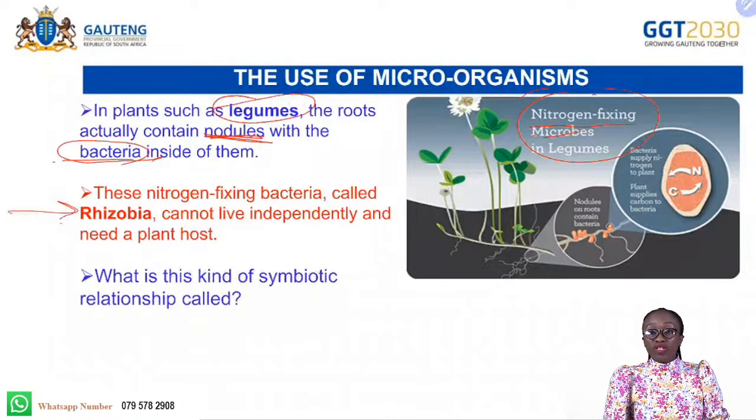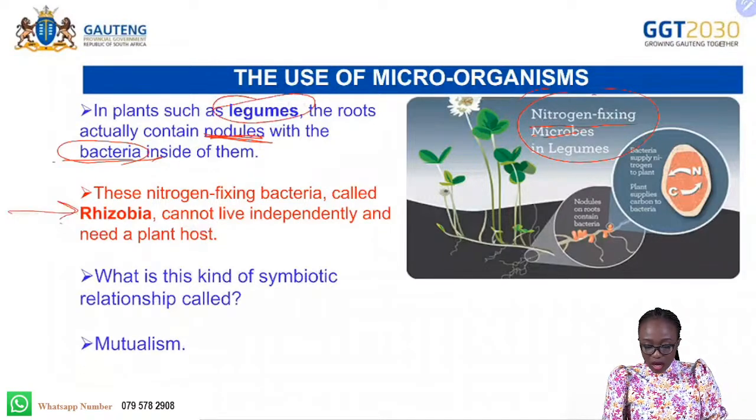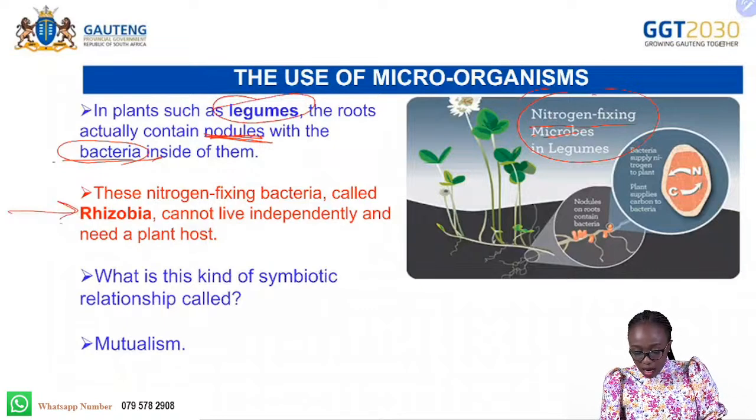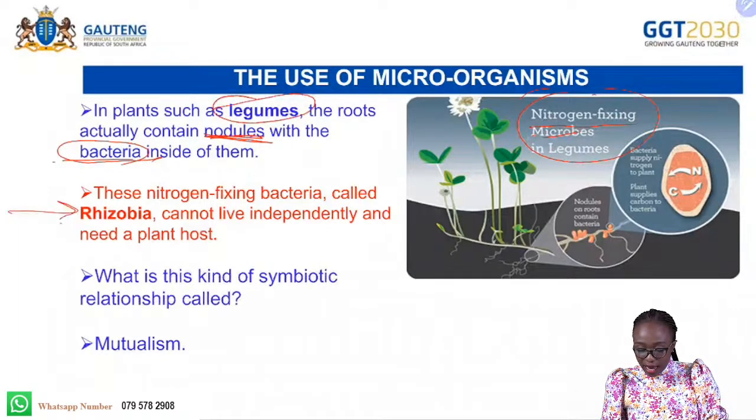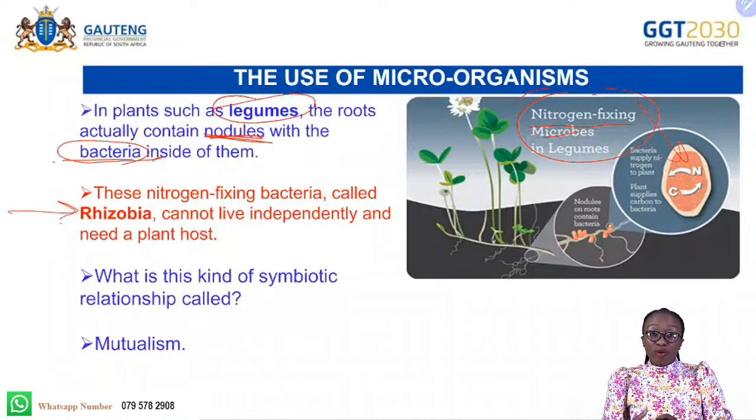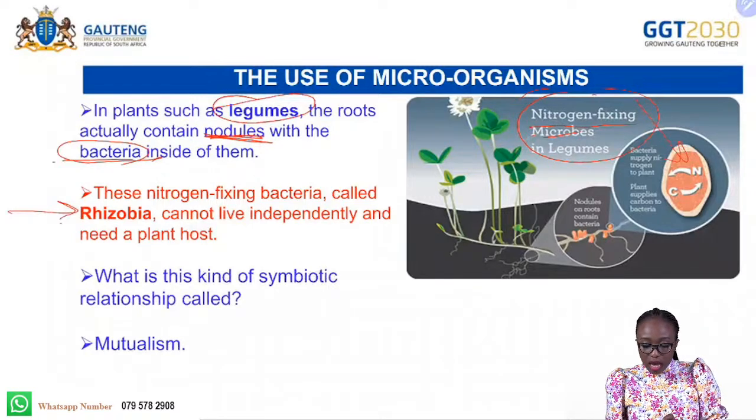If you remember from feeding relationships, this is mutualism. So what's the story behind the relationship between the legumes and the rhizobia? The rhizobia, which are nitrogen fixing bacteria, supply nitrogen to the legumes. Remember, the legumes are plants such as the pea plant, which are very rich in protein, so they require nitrogen for that. So these bacteria supply nitrogen to the plant.